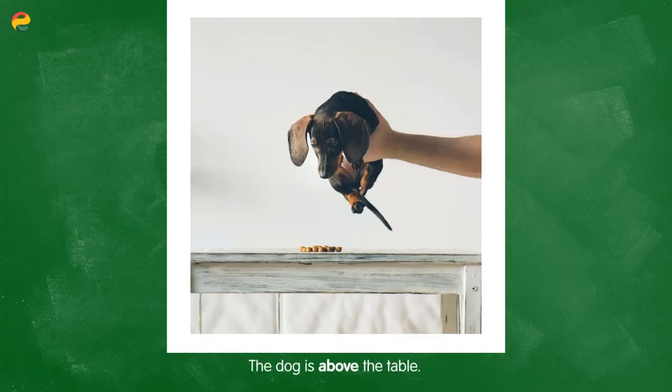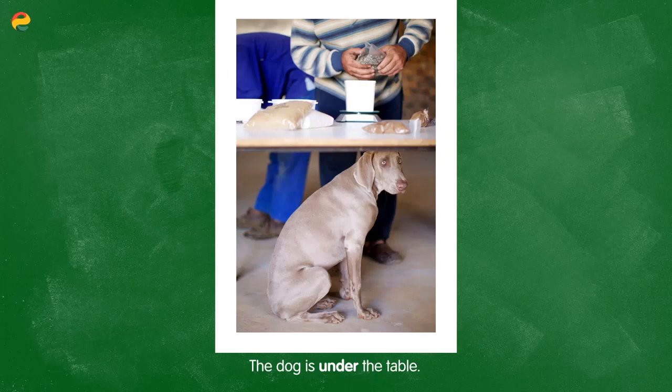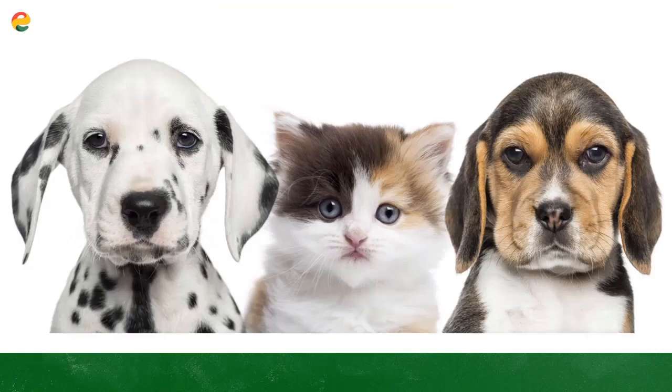What about in this next picture? Where's the dog now? Good. The dog is above the table. And in the next picture? Right. It's the opposite. The dog is now under the table. And what about in this next picture? What about the cat? Good. The cat is between the dogs.